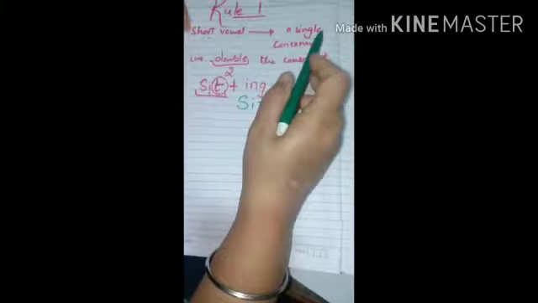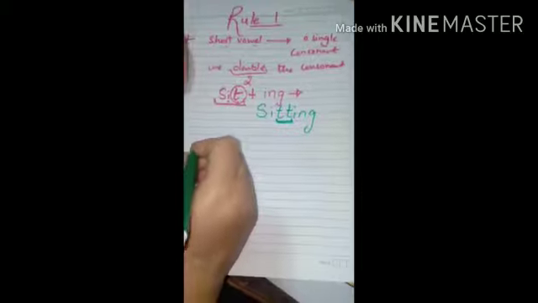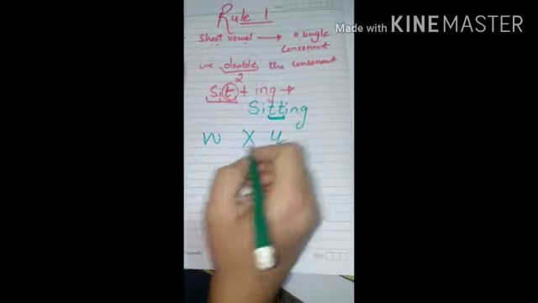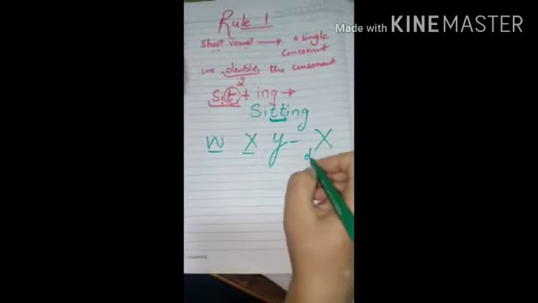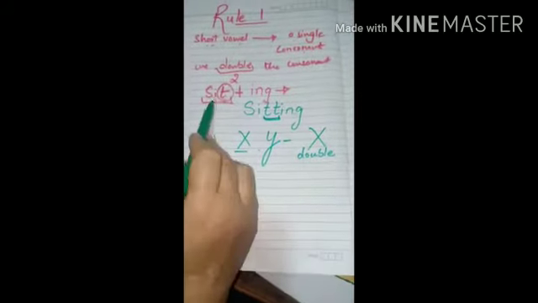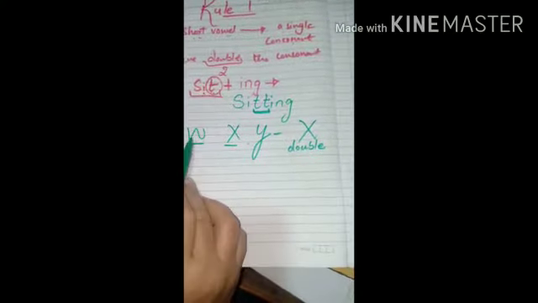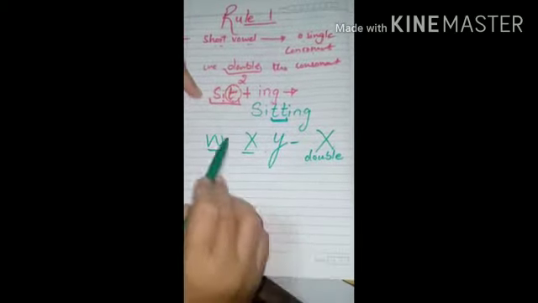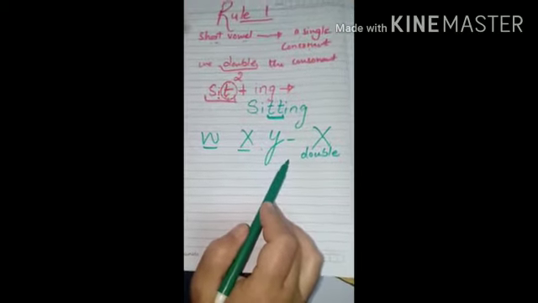This goes for all the words where a short vowel is followed by a single consonant. But as we say, exceptions are always there. If the consonant is W, X or Y, we cannot double it. So this rule is not applicable to these three alphabets. Now let's move on to rule 2.